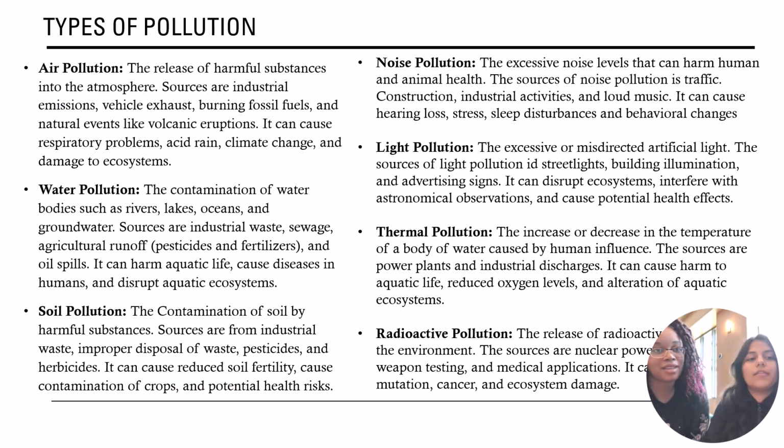Types of pollution. So we have air pollution, the release of harmful substances into the atmosphere. Sources are individuals' emissions, vehicle exhaustions, burning fossil fuels, and natural events like volcanic eruptions. It can cause respiration problems, acid rain, climate change, and damage to ecosystems. Then we have water pollution, the contamination of water bodies such as rivers, lakes, oceans, and groundwater. Sources are industrial waste, sewage, agriculture runoff, pesticides, and fertilizers, and oil spills. It can harm aquatic life, cause diseases in humans, and disrupt aquatic ecosystems.